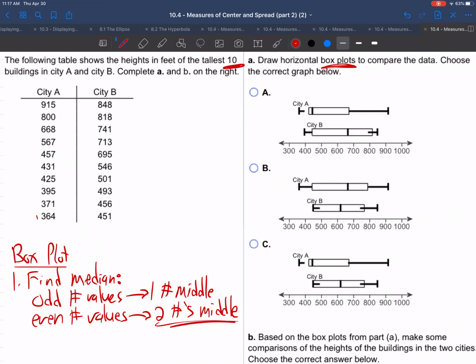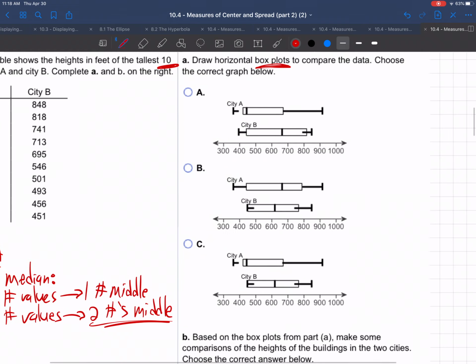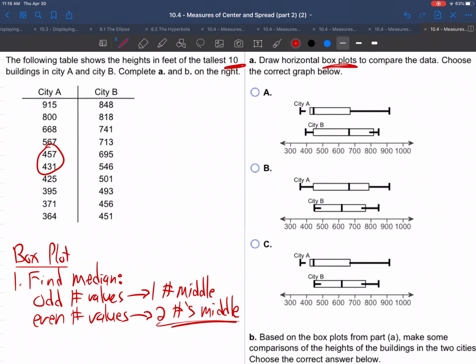So let's find number 5. 1, 2, 3, 4, 5, and 6. So these two are in the middle. See how there's 4 above them and 4 below them? So those two are in the middle. Let me clean this up. So these two are in the middle with 4 above them, 4 below them. So then you average those.